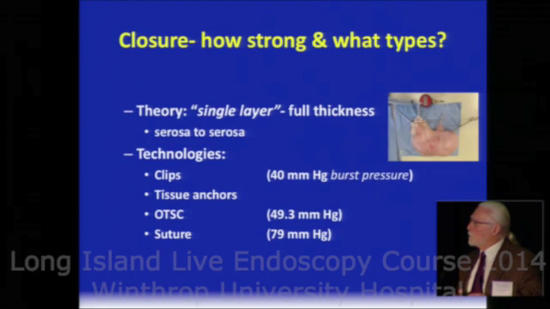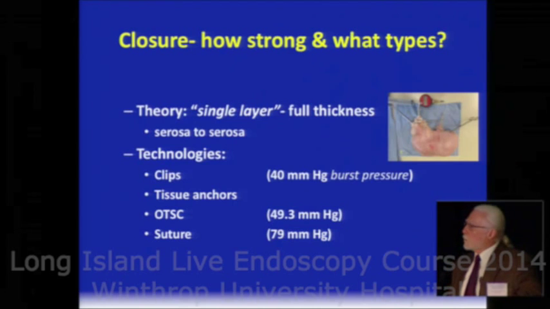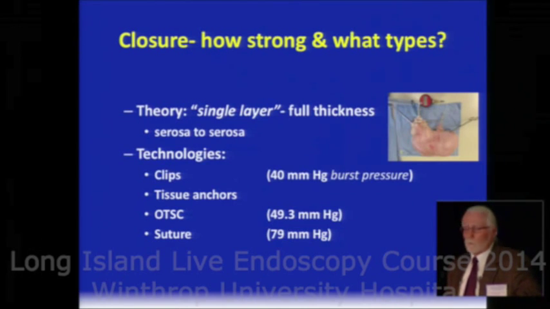This is a pig stomach, and as you can see, there's a bunch of gizmos hooked up. We pump gas into it. We make a closure. If we make a closure with clips, the bursting pressure of that closure site is about 40 millimeters of mercury. We don't know much about tissue anchors in their bursting pressure.